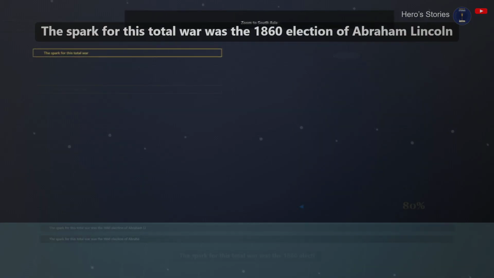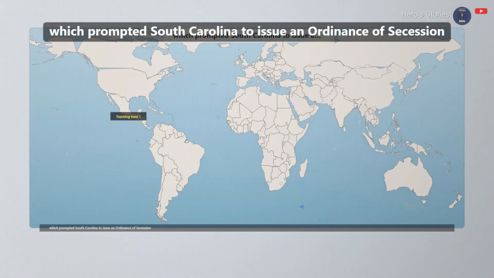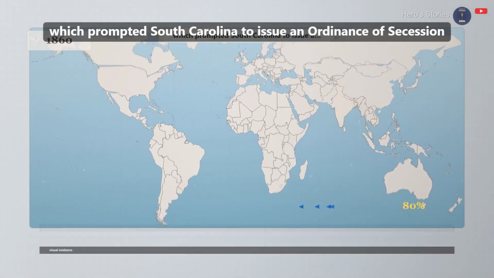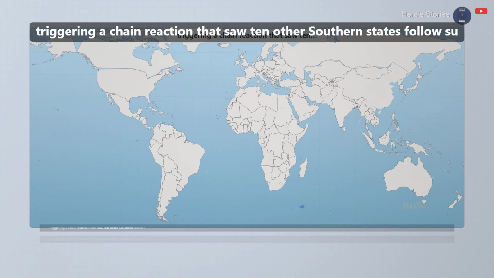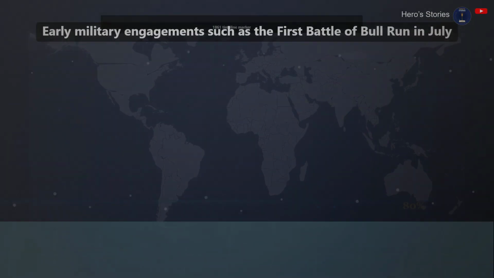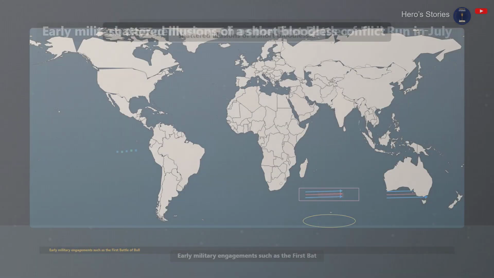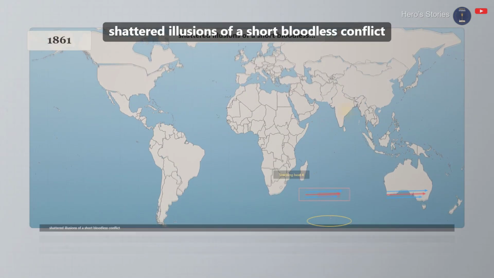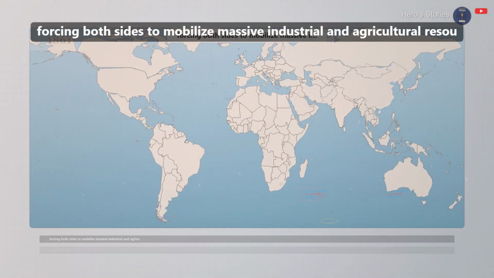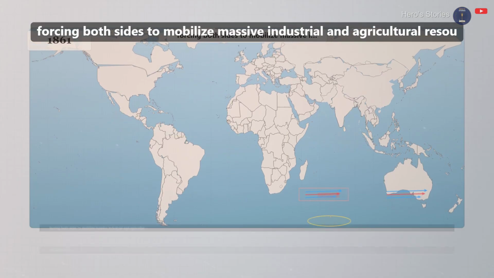The spark for this total war was the 1860 election of Abraham Lincoln, which prompted South Carolina to issue an ordinance of secession, triggering a chain reaction that saw 10 other Southern states follow suit by early 1861. Early military engagements, such as the First Battle of Bull Run in July 1861, shattered illusions of a short, bloodless conflict, forcing both sides to mobilize massive industrial and agricultural resources for a protracted struggle.